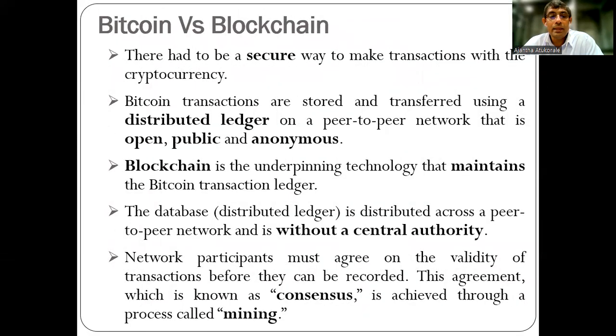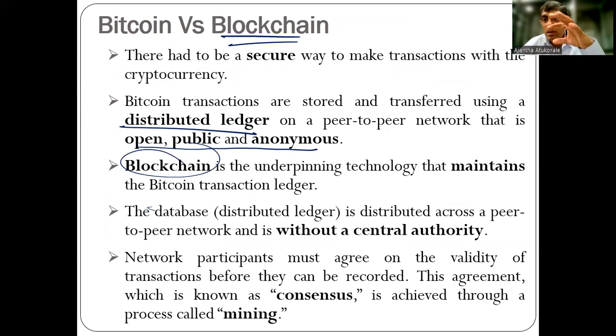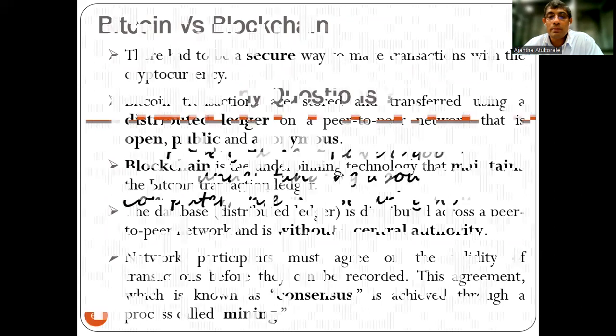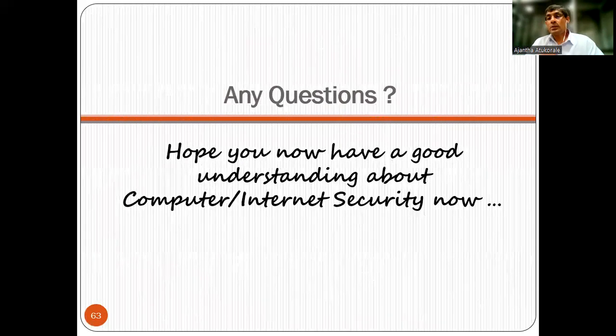And it is using something called a blockchain. Blockchain is a ledger, a distributed ledger, and it is open, public, and anonymous. That's why it's a very interesting concept that it uses. Security embedded, open method. That is what I was trying to talk to you all about.